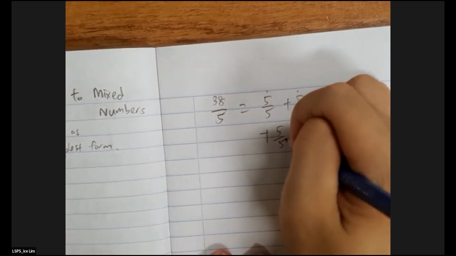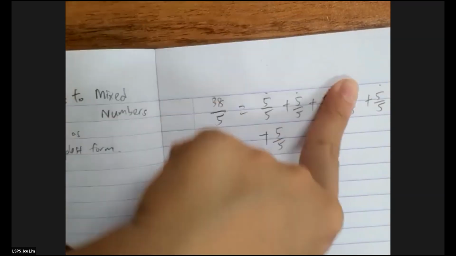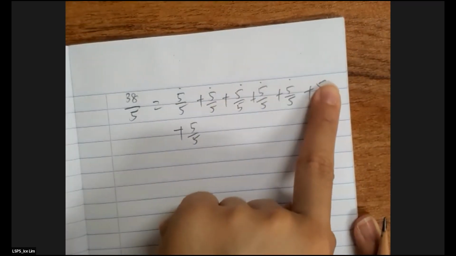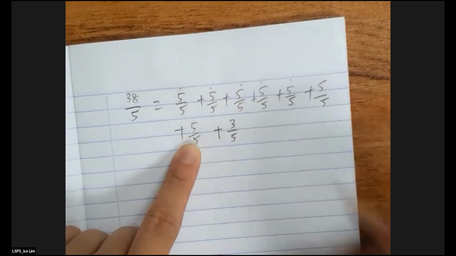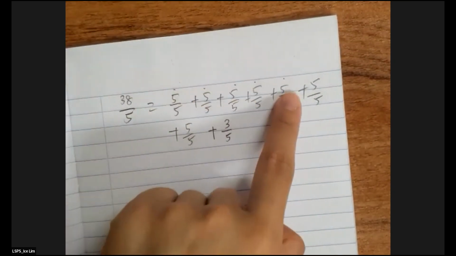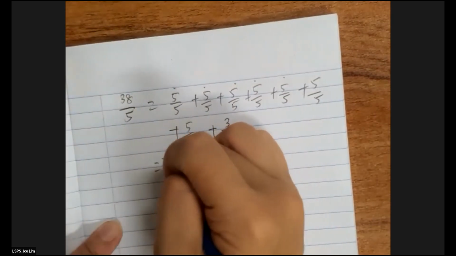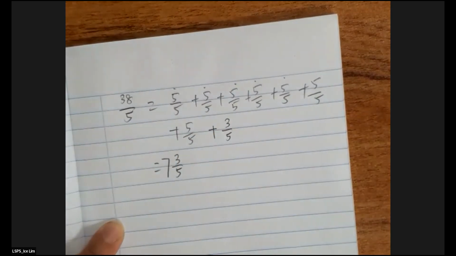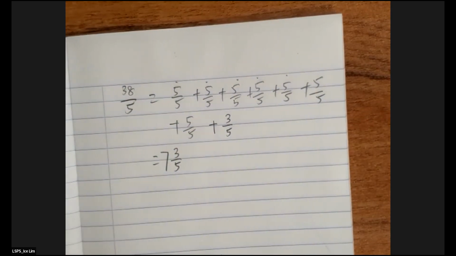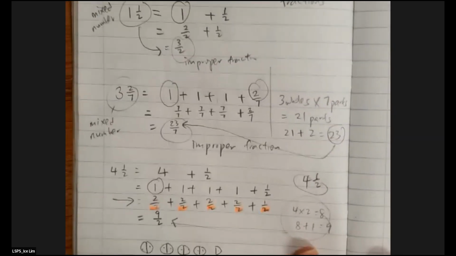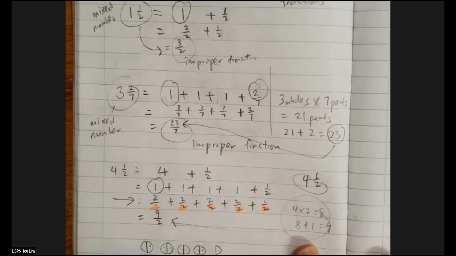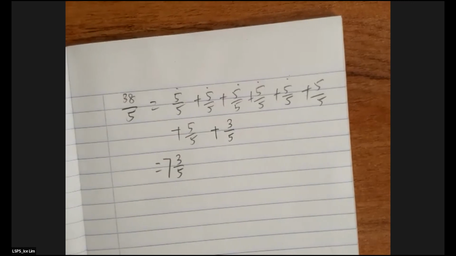7, 5, 10, 15, 20, 25, 30, 35. 35 and so 1, 2, 3, 4, 5, 6, 7. 7 and 3/5. Is it okay? Now, is there a shortcut? There's a shortcut. From improper to mixed number, there's a shortcut.